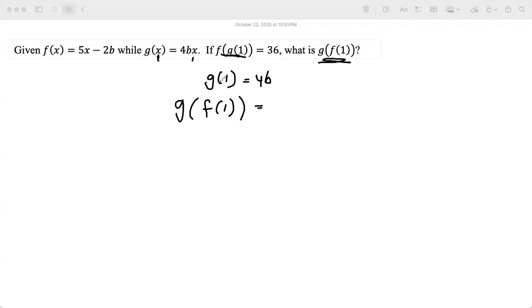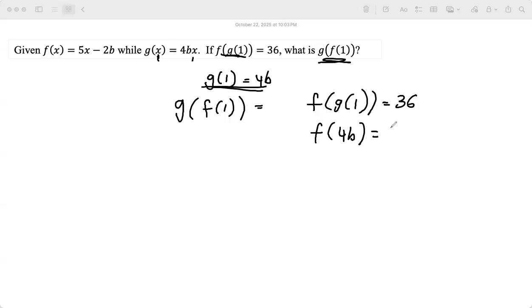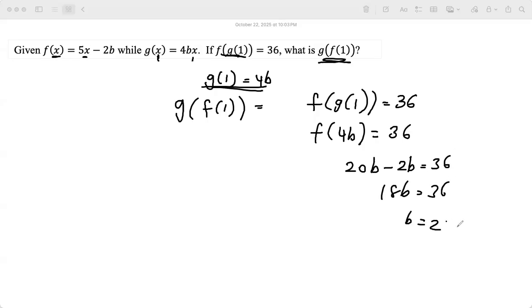We know g of 1 is 4b, but we can even use f of g of 1 is 36, which is what is given, right? So g of 1 is 4b means f of 4b will be equal to 36. If I give 4b as the input, this is 20b minus 2b will be equal to 36. 18b equal to 36, b equal to 2. Once I get that, g of f of 1 should be easy, right?